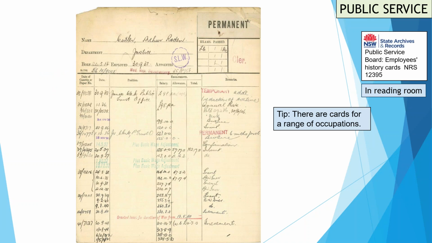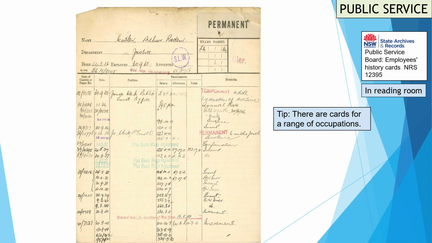Public service is something where we have lots of records, and they can be accessed here in our reading room. There's a wide range of records under the Public Service Board. This is the employees' history cards. As purely an observation, they don't get accessed very often.